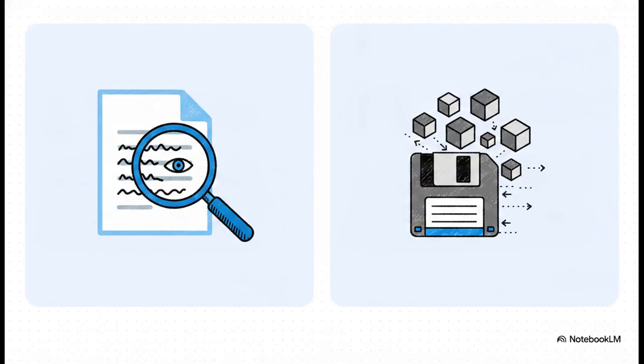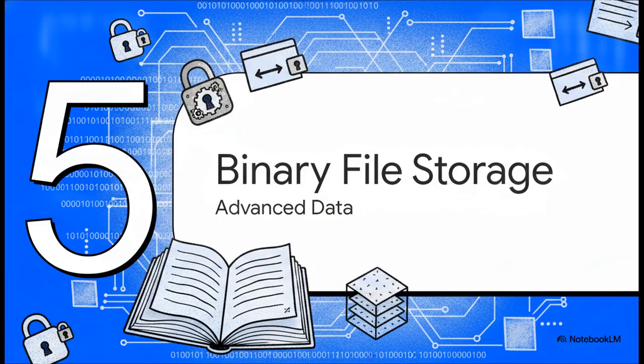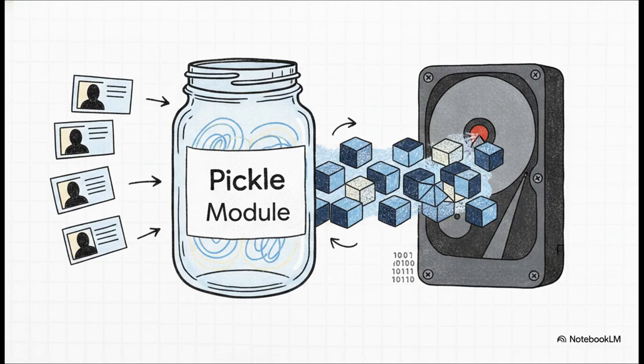But there is a massive distinction we need to make here. There's a huge difference between reading a plain text file like a human would, parsing it character by character, and saving complex data states exactly how a computer reads them natively. And that brings us to the climax of our structural journey in Section 5, Advanced Binary File Storage. This is all about permanent, mutable data retention.